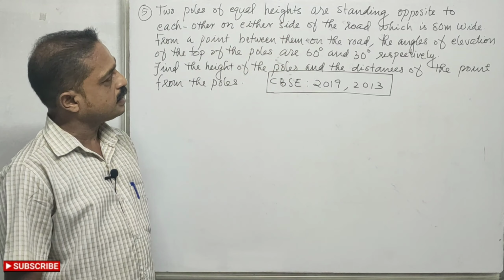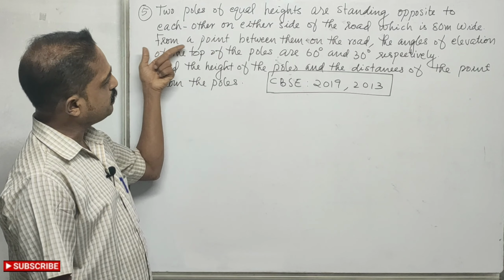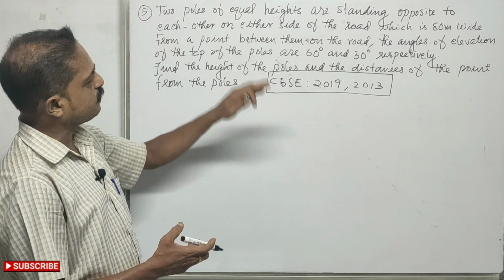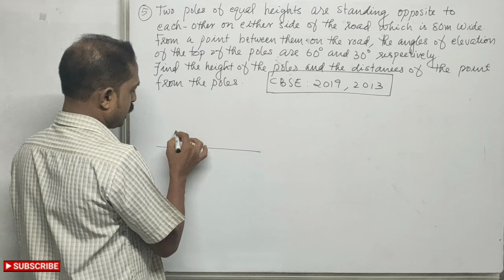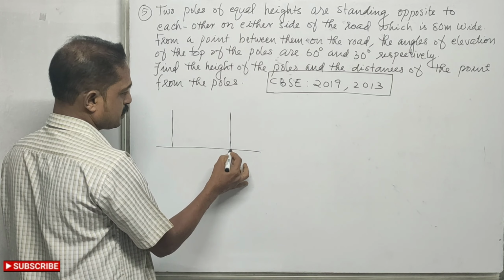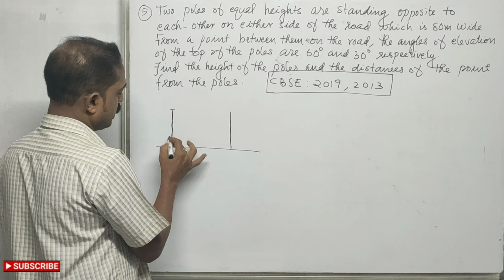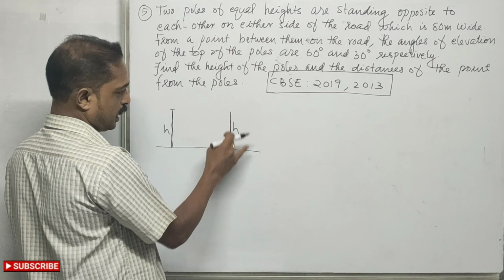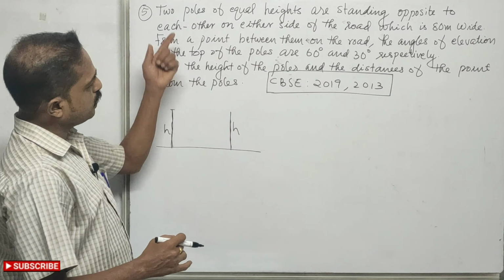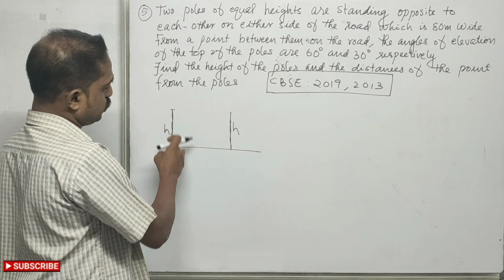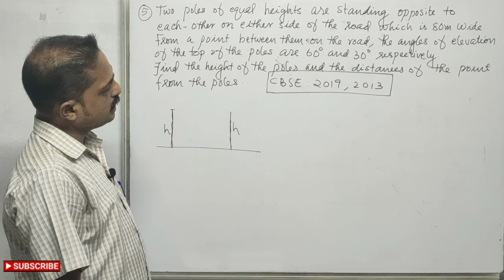See, two poles of equal heights are standing opposite to each other on either side of the road, which is 80 meter wide. Let us assume that this is the ground level and these are the two poles, and the heights of these two poles are equal. Let us assume that H be the height of the two poles, standing opposite to each other on either side of the road.